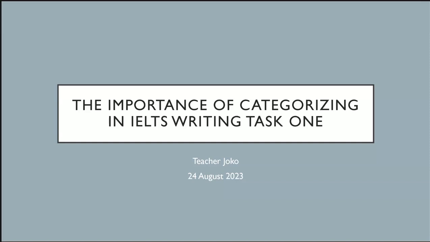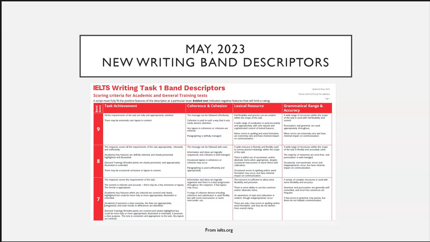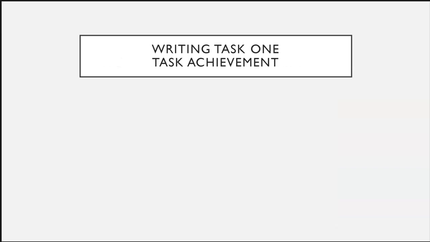Now, one word that popped in to... Let's have a look what I'm talking about here. These are the band descriptors. Click. Okay, that's at least part of them. And what I noticed was that there's a new word in the band descriptors under task achievement. There in band 7 reads the following rubric.